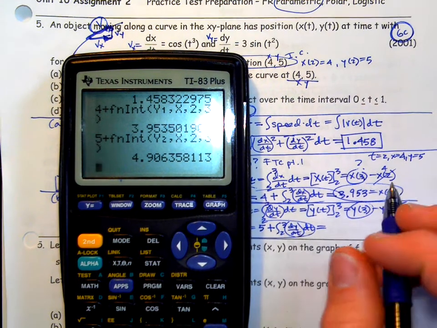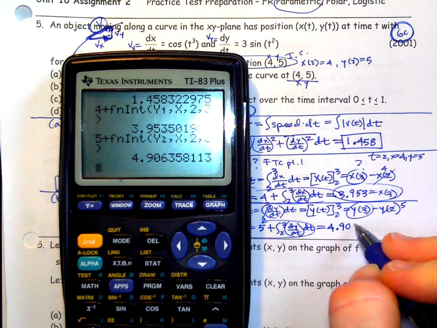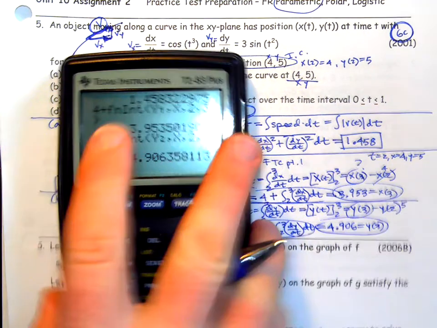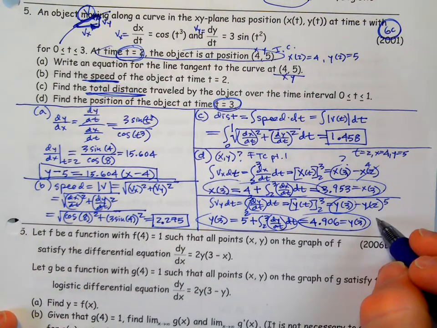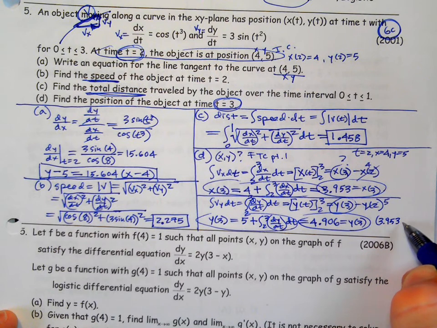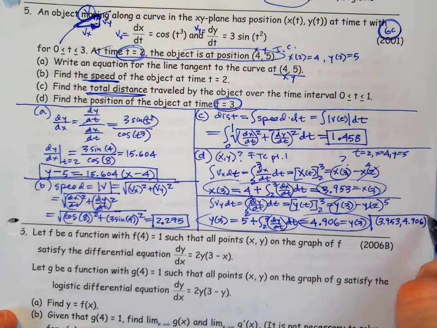And we're taking advantage of having entered those equations into the y menu. I think that's saving us a little time here. 4.906. So that's y3. Now we really would like to write these. Usually we're going to write these as an ordered pair. So you would say 3.953 comma 4.906 is the position at time 3.